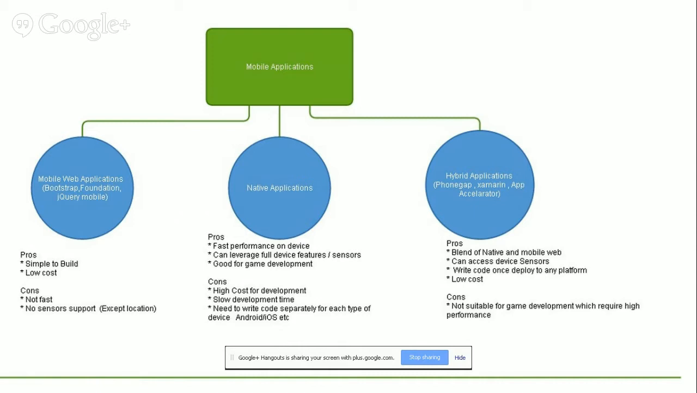And the cons are that the cost of development is high because you need to develop separately for each type of platform. Android you need to develop separately, and iOS you need to develop separately. So the development time is more, and the cost is also more because you need to hire people with different skill sets. And next comes the hybrid application.